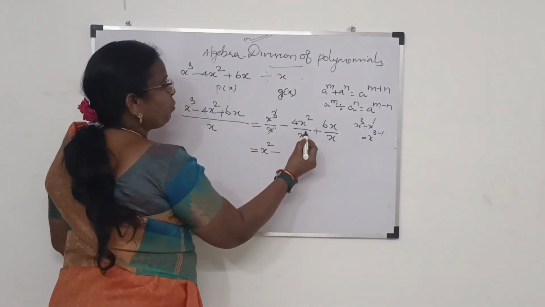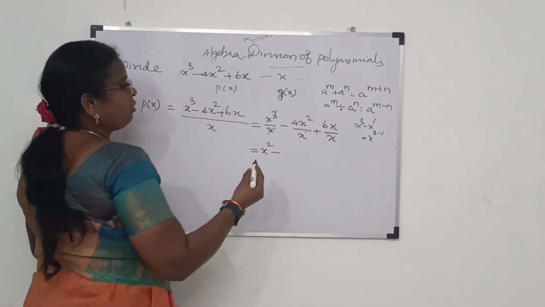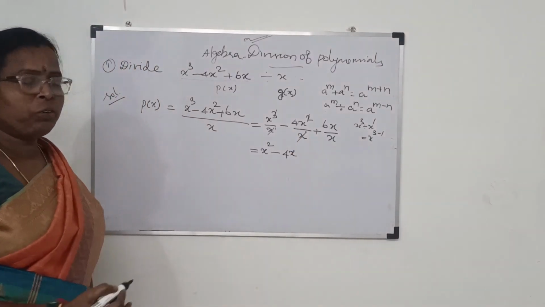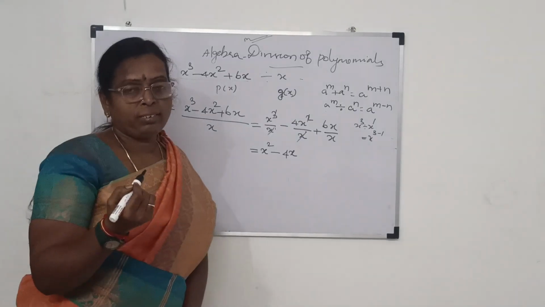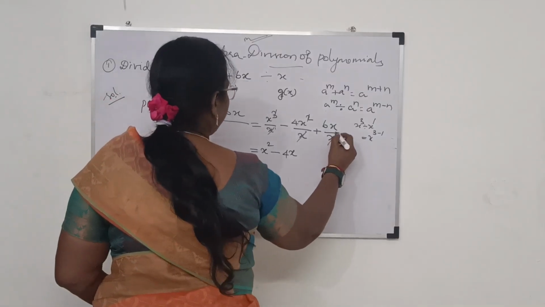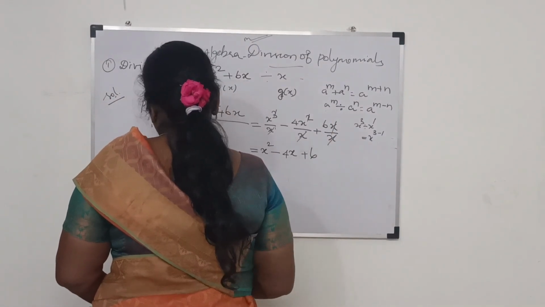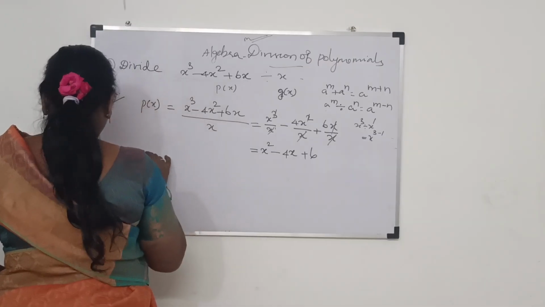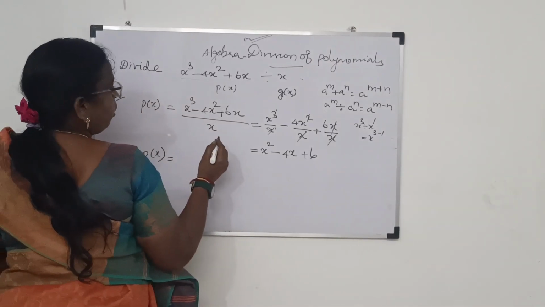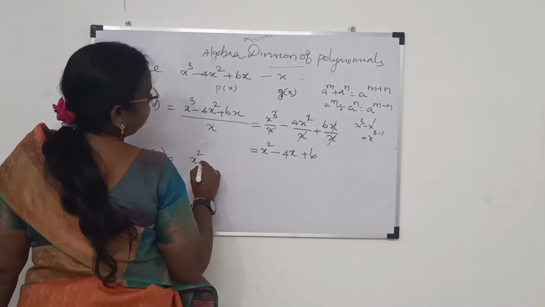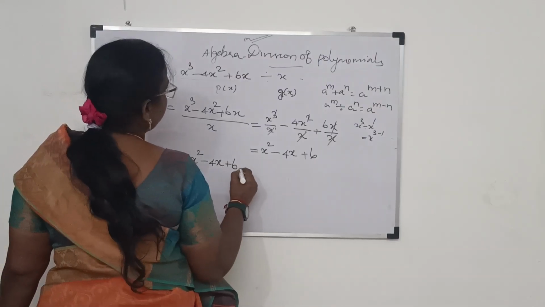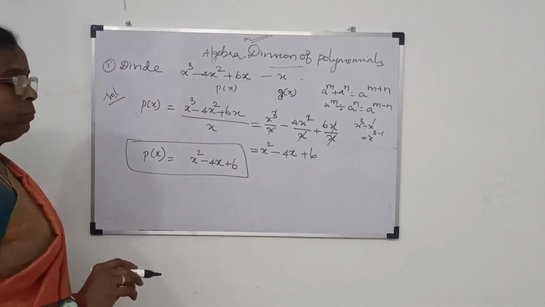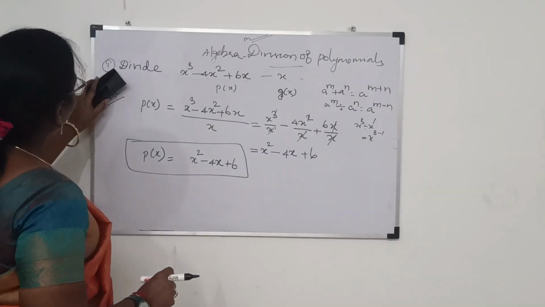So minus. Again here power 2, here power 1. When you are cancelling or subtracting this, minus 4x. So what will come for the next term? Only 1x is there. So this can be cancelled and you get plus 6x. So what will be the answer? That is p of x is equal to x square minus 4x plus 6. So you can get this answer. Right? Okay. We'll see one more sum.